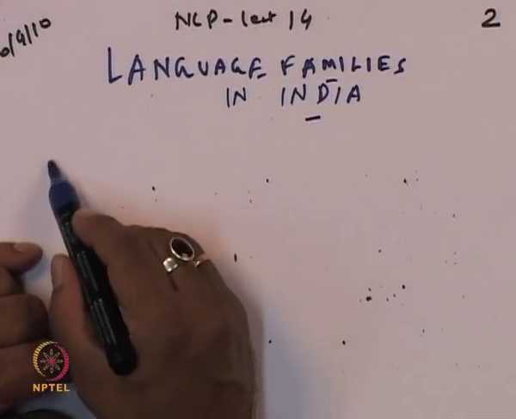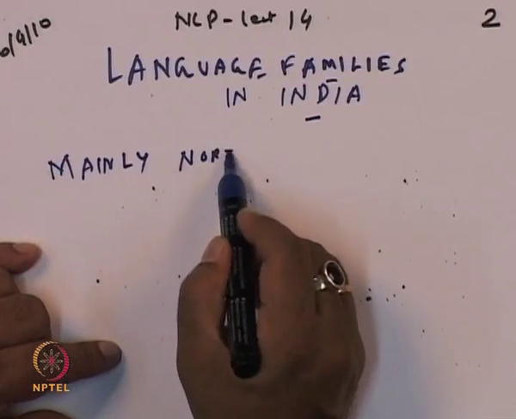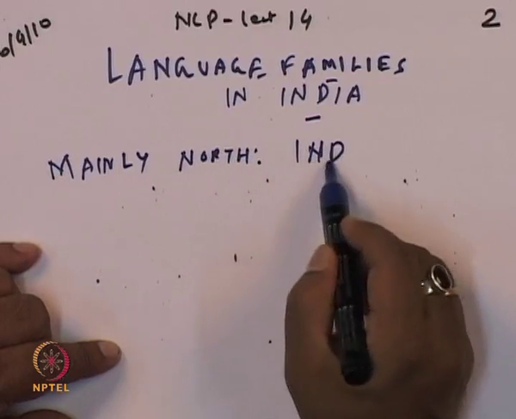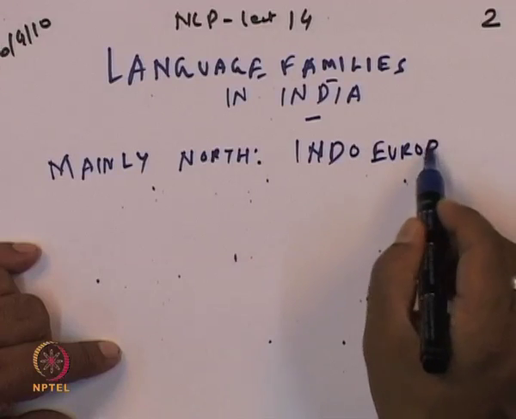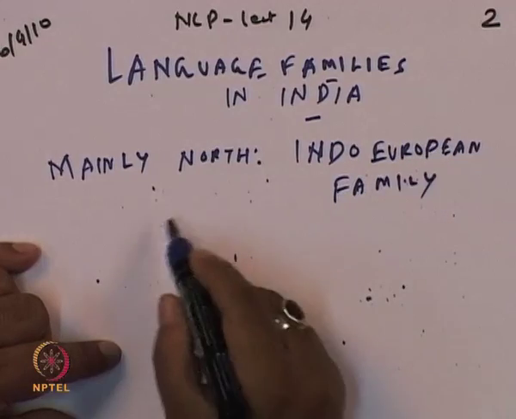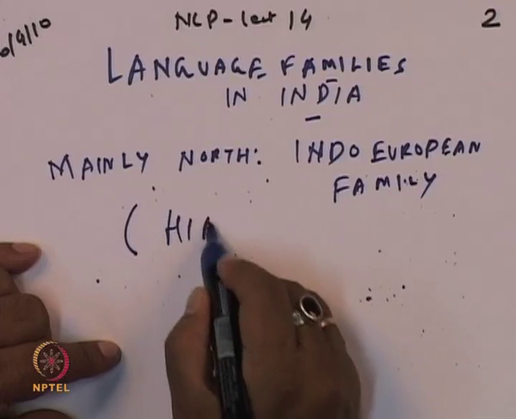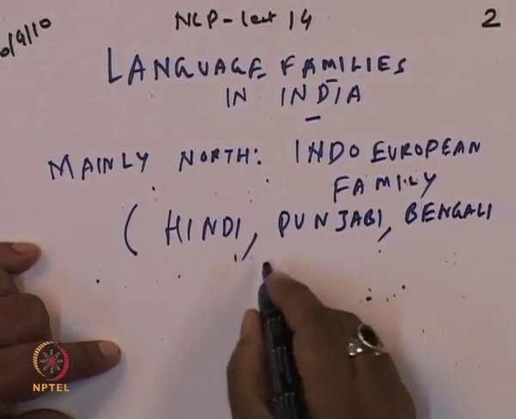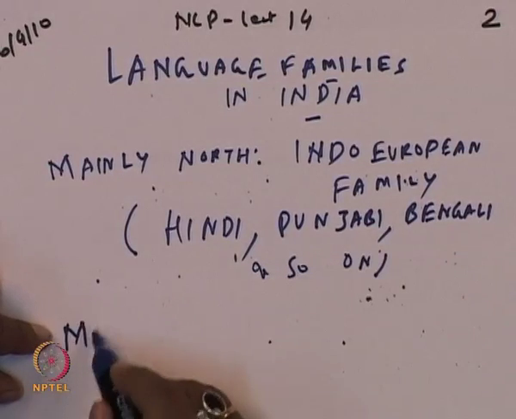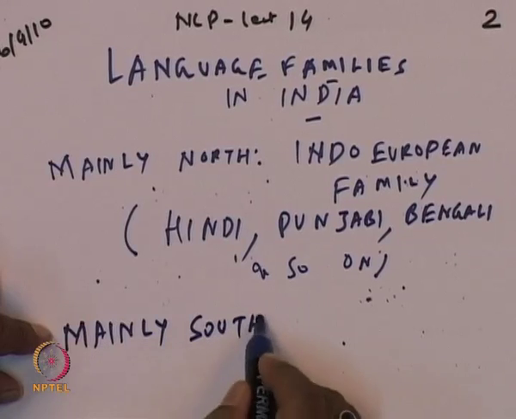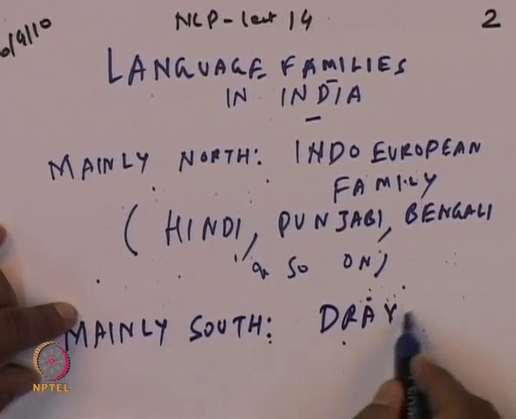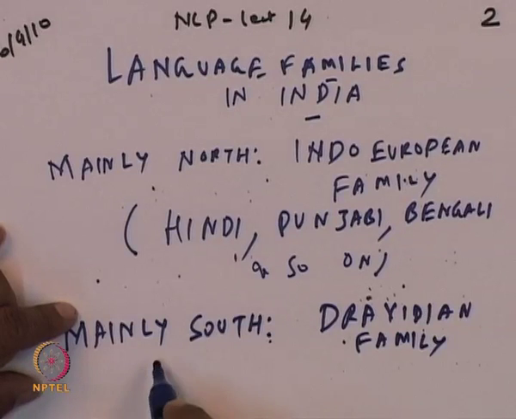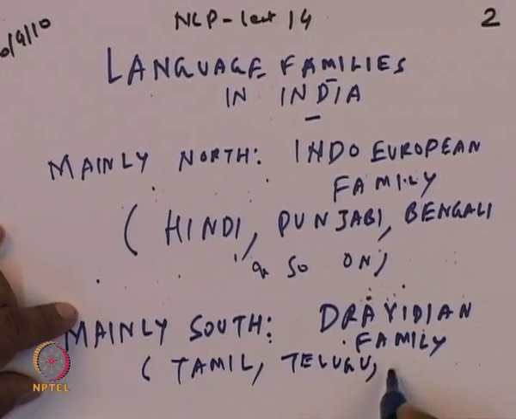So, mainly in the north, we have Indo-European family. Important members in this are Hindi, Punjabi, Bengali and so on. Mainly in the south, we have Dravidian family. The major members in this are Tamil, Telugu, Kannada and Malayalam.